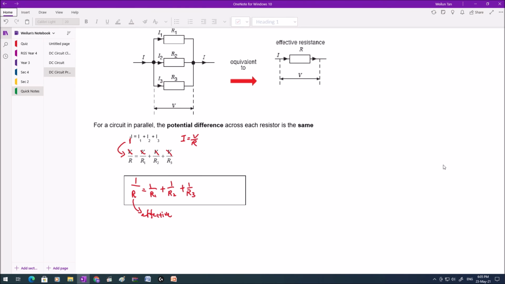So this is the proof for resistors in parallel. The formula is given as 1 over R equals 1 over R1 plus 1 over R2 plus 1 over R3.